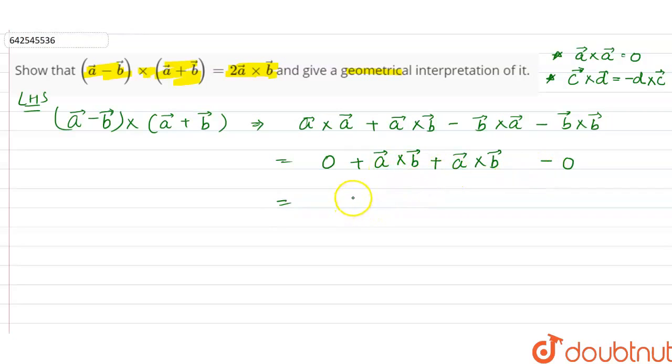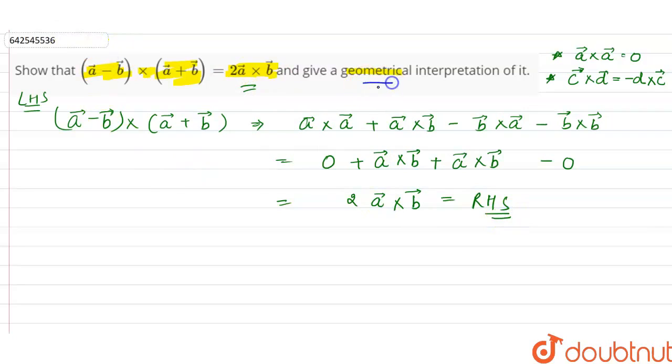So we can write it as twice of a vector cross b vector. In the question we have to prove this, so this is equal to the right hand side. So we have proved this question.